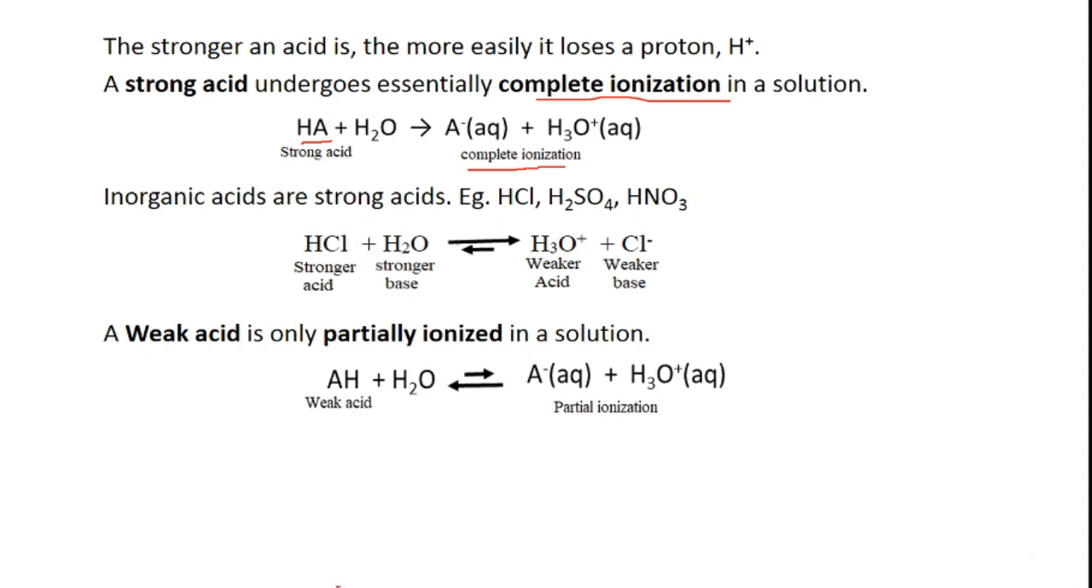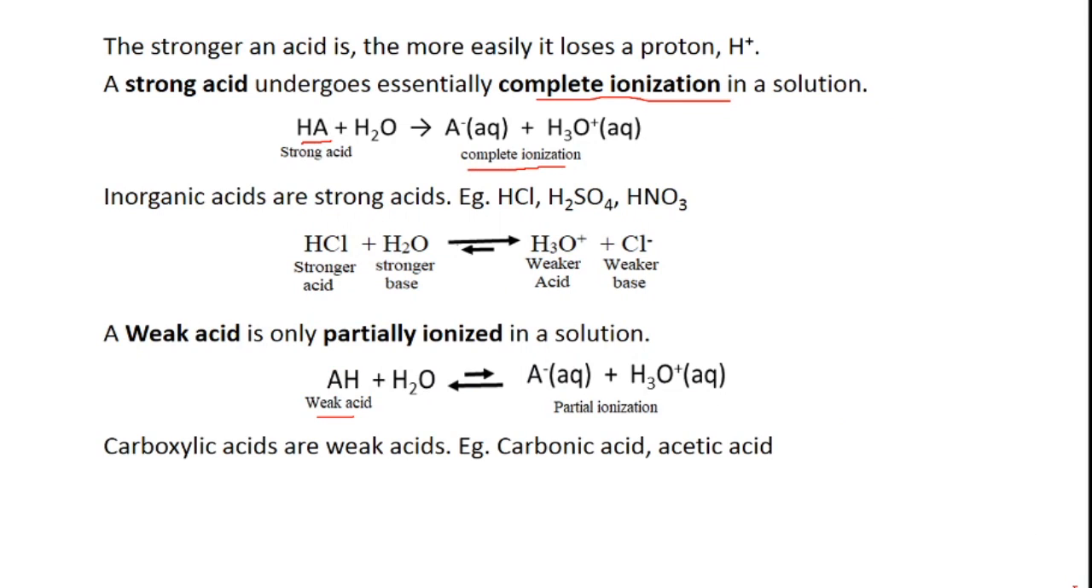For example, consider any weak acid. If the acid is not completely ionized, it is partially ionized in water, then the acid is considered a weak acid. In this reaction, the rate of backward reaction is higher than forward reaction, meaning a more unionized acid will be present in this solution. So it is considered a weak acid.